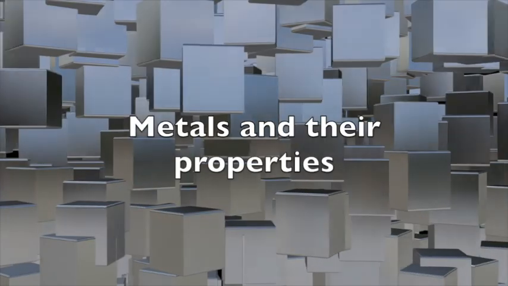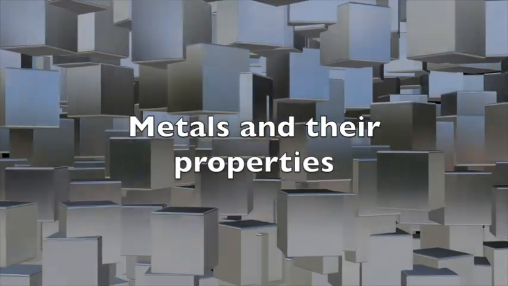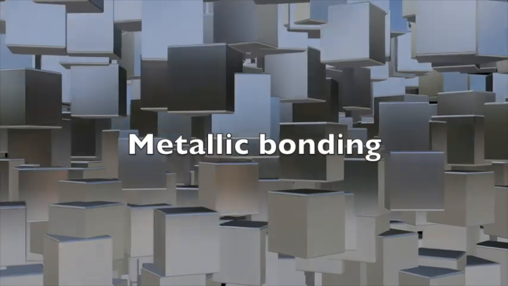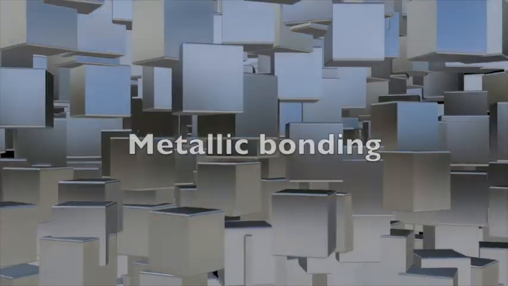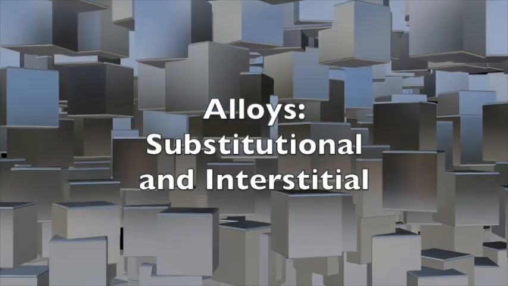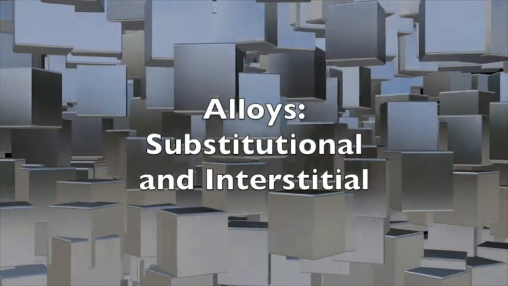You should now know about metals and their properties. You should know about metallic bonding and the sea of electrons model. And you should know about the two main types of alloys, substitutional and interstitial.